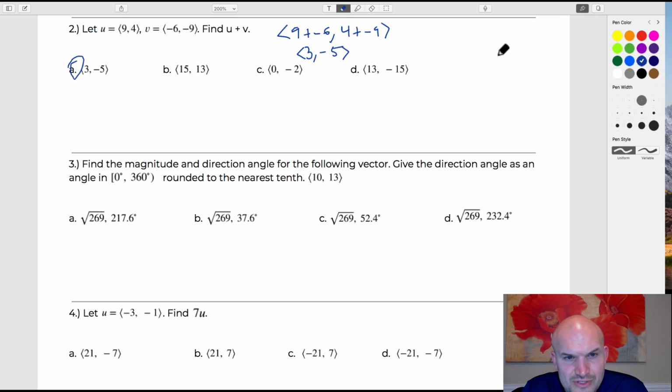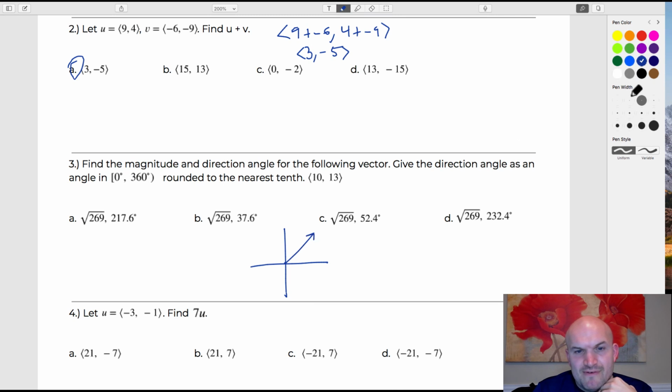The next one says, find the magnitude and direction angle for the following vector. Give the direction as an angle from 0 to 360, so we don't want to use negative angles, to the nearest tenth, for the vector <10, 13>. I already know this is in the first quadrant, so I'm not concerned about that. Here's my vector, and if you create a triangle here, that's 10 and that's 13. Inverse tangent will give me the right angle in this quadrant. So let's call this alpha.